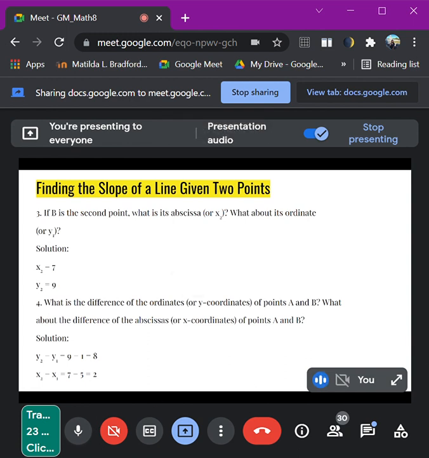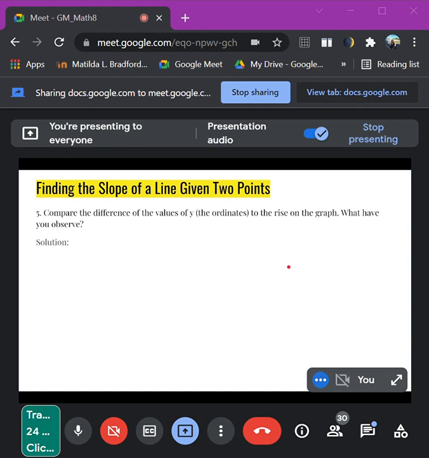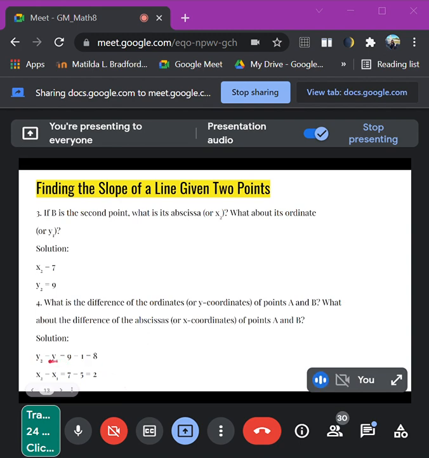Now, what's our next step, class? So, we're going to compare the difference of y to the rise on the graph and what can you observe, as well as your run. So, you have here, di ba, for your rise, ang nakuha nato ganina, ang values of y, which is equivalent to 8. That is our rise, ang y.